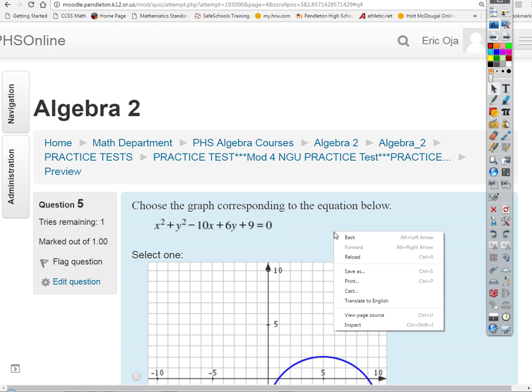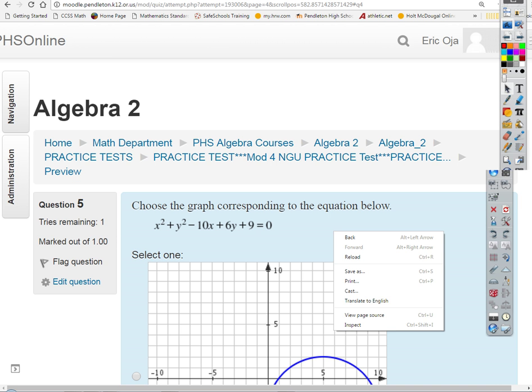Oh, can I not paste that? Oh, I thought I could.